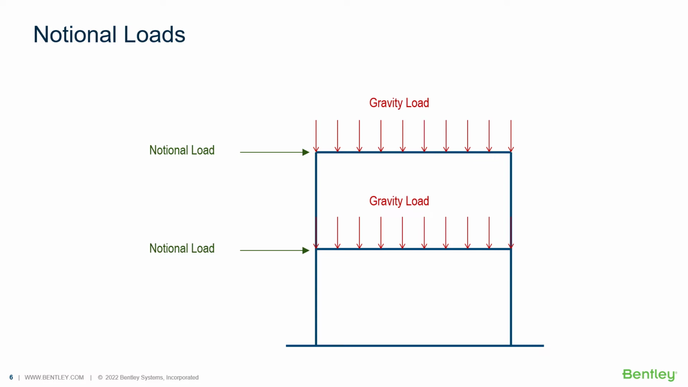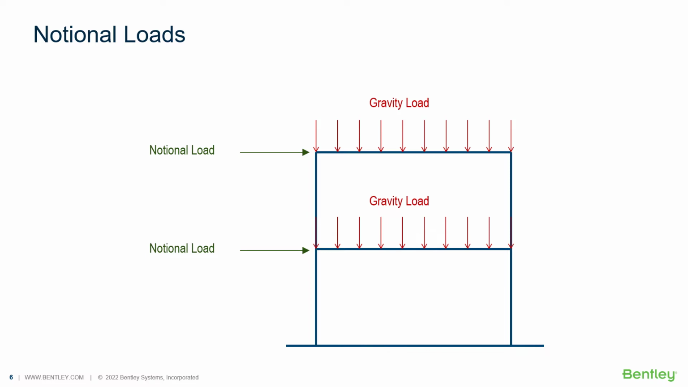Now, if I were to take a look at the AISC 360 Section C2.2, I would note that the code allows me two different options for incorporating the initial system imperfections. I could either directly model those imperfections into my structural analysis model, or I can create notional loads to apply a fraction of the gravity loads in the horizontal direction.